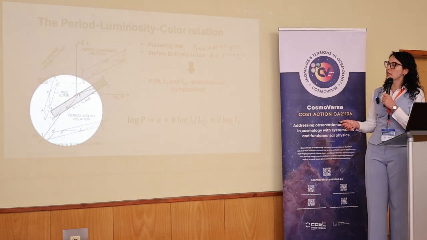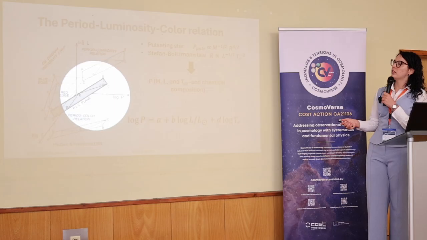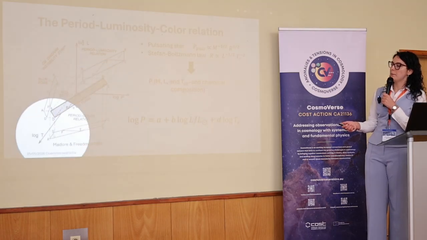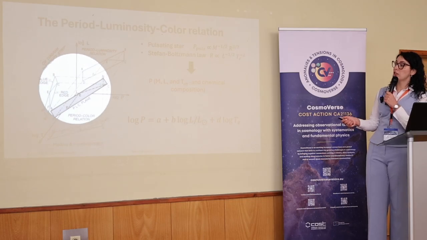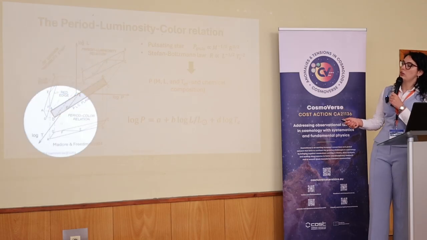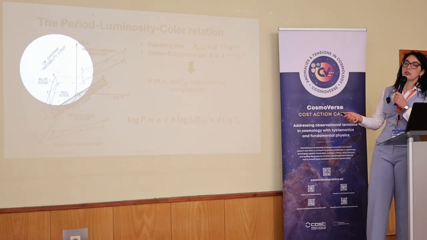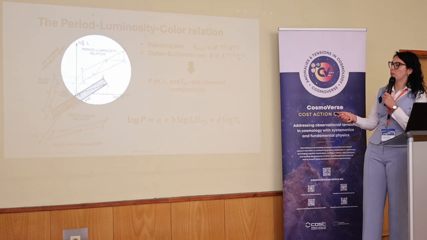Then, the projection of the period luminosity color plane on the axis of period and temperature is the period color relation. And indeed, the projection of the period luminosity color plane on the log L, log T is the color magnitude diagram. And we will see later what happens when we do this different projection.